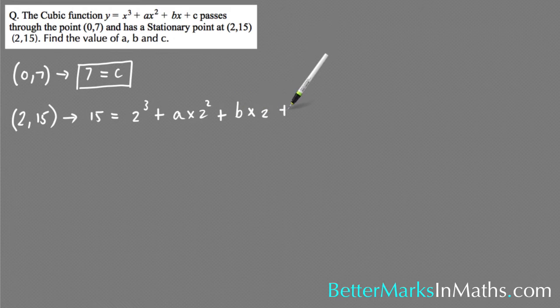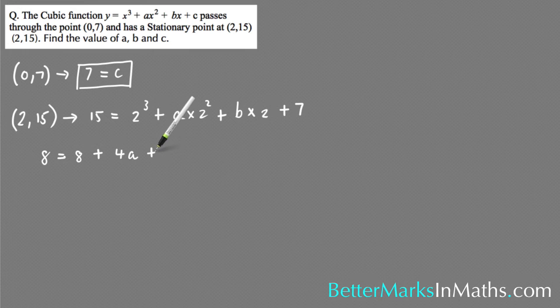The first thing I'm going to do is sub (2, 15) into this equation, and so that becomes 15 is equal to, replacing all the x's with 2, 2 cubed plus a times 2 squared plus b times 2 plus c, and c is 7 from here. Then minusing that 7 from both sides, you get 8 on this side here.